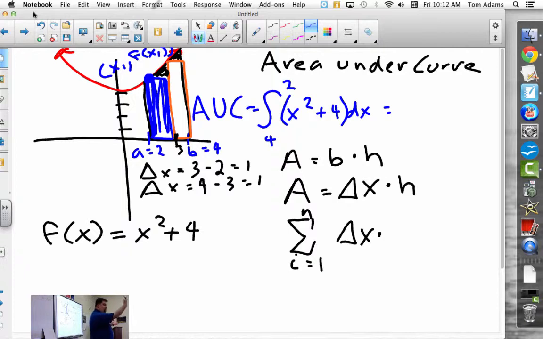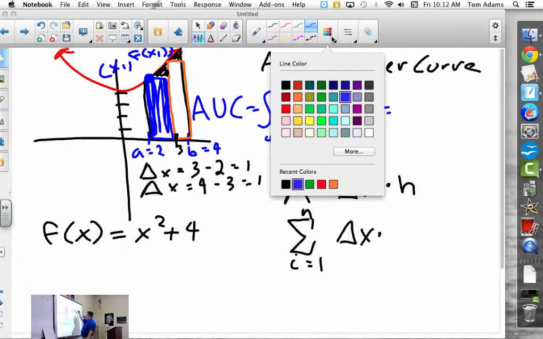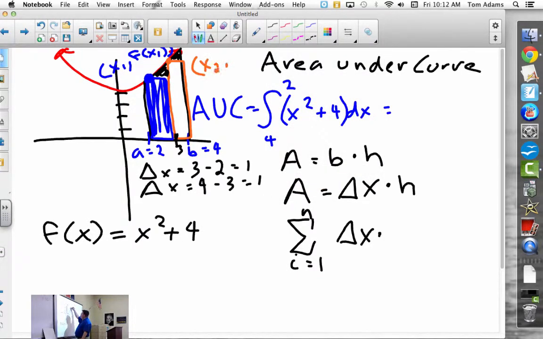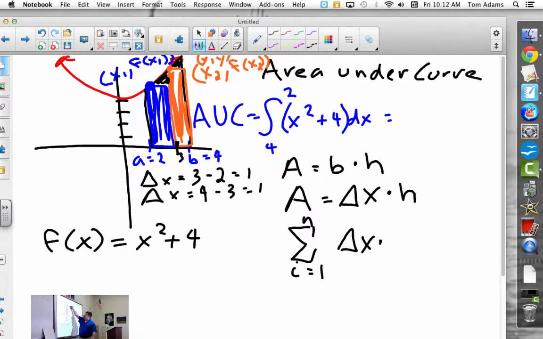But since we're being all formal, the height is the y value, and the y value is f of x, right? And now this height here is x sub 2 comma f of x sub 2. Right? It's just x comma y. This point right here. The height of this rectangle is whatever the y value is for this point. So we've got x comma y.